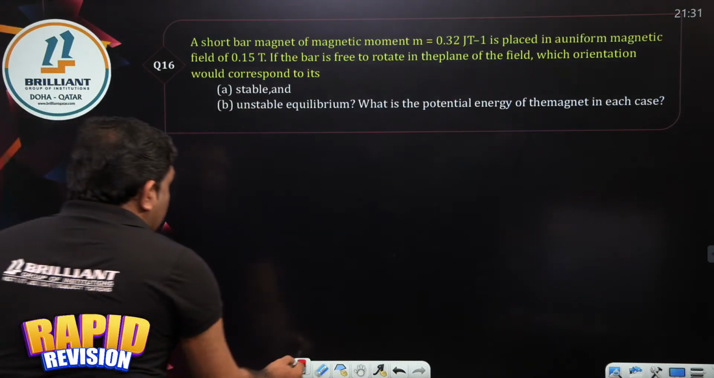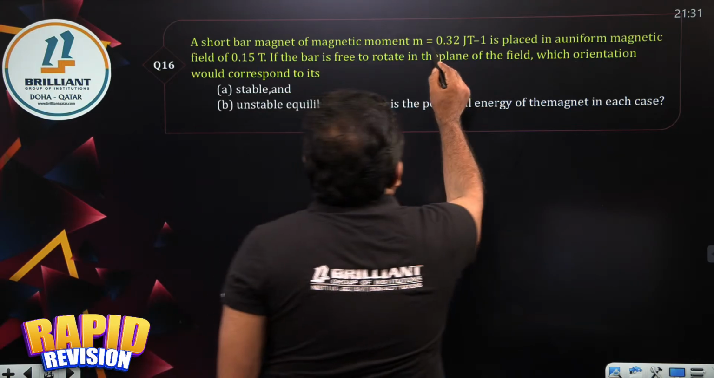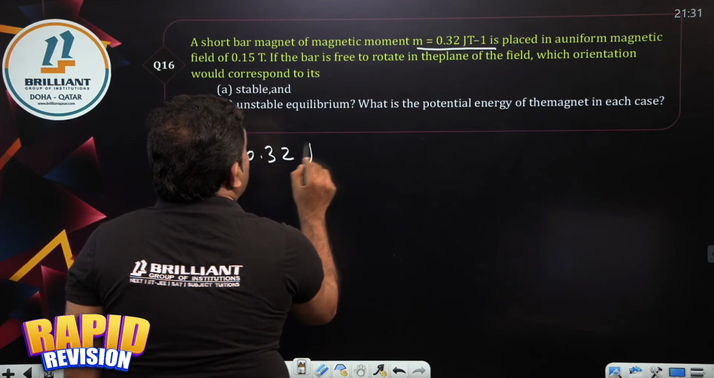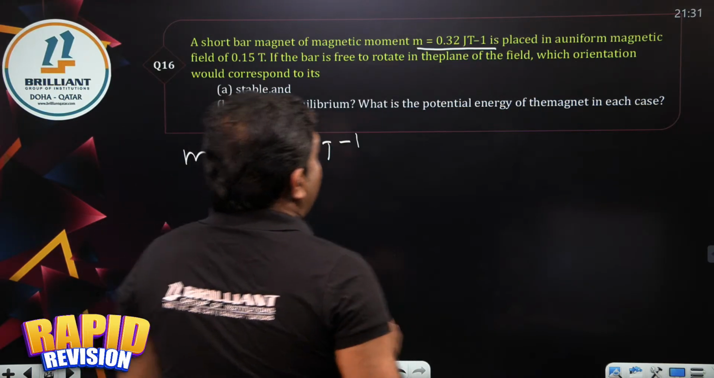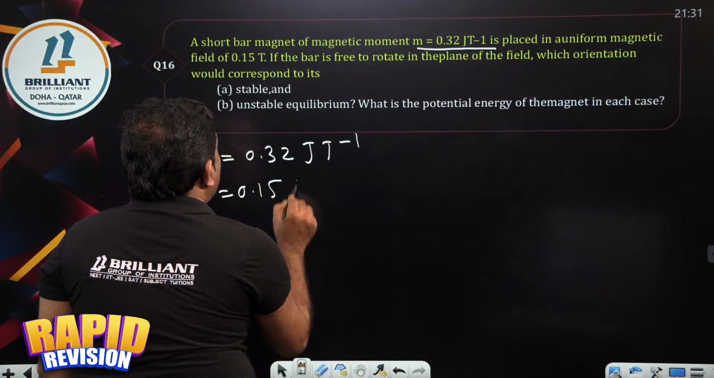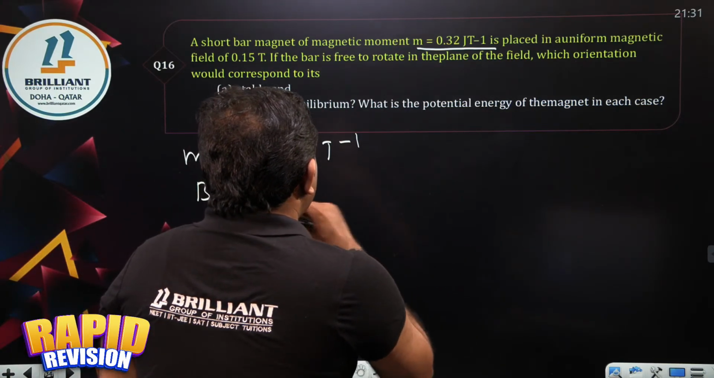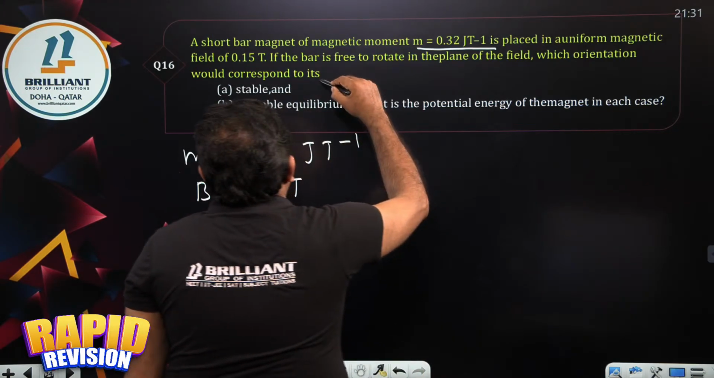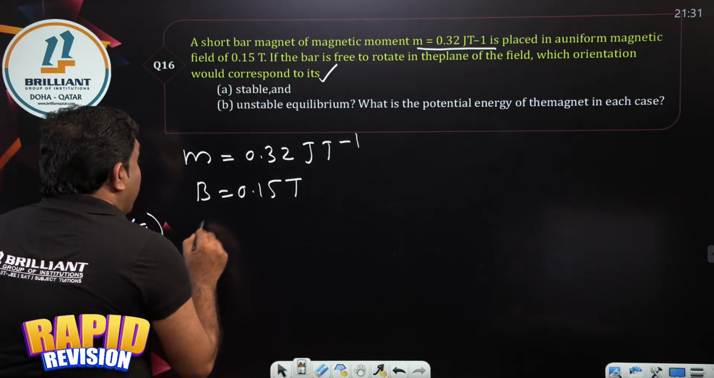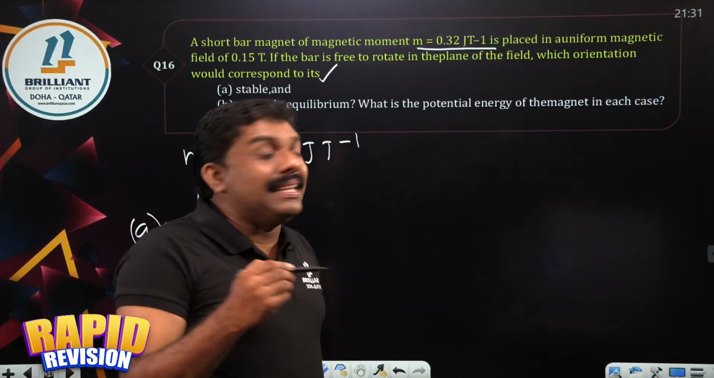So what is that question here? A short bar magnet of magnetic moment 0.32 Joule Tesla inverse is placed in a uniform magnetic field of 0.15 Tesla, free to rotate in the plane of the field. Which orientation corresponds to its stable equilibrium? Everyone knows stable equilibrium means theta equal to 0 degree. But we have to say that answer correctly.